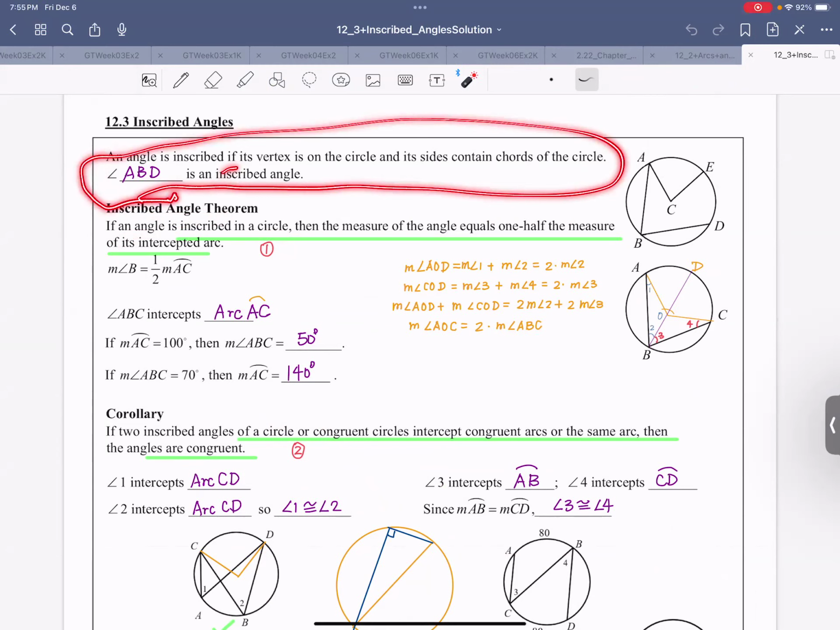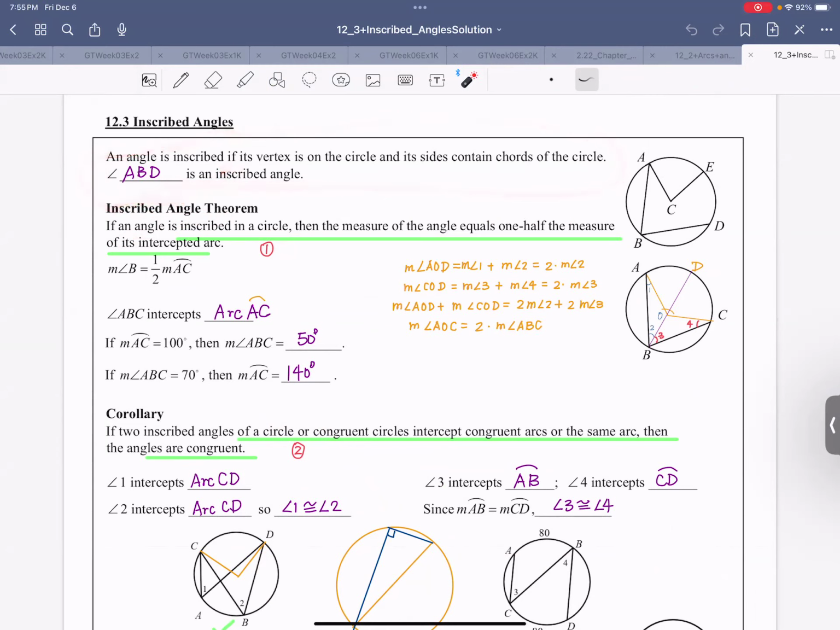An angle is inscribed if its vertex is on the circle and its sides contain chords of the circle. Angle ABD is an inscribed angle. This point is on the circle. This is called an inscribed angle. This point is on the center. This is called a center angle. So that's a center angle. This is an inscribed angle.